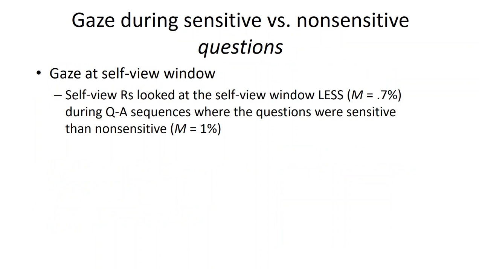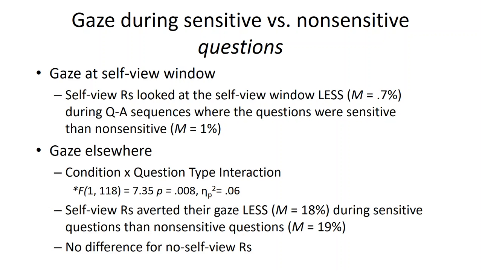Despite this variability, some very clear patterns emerged. Selfie respondents looked at the selfie window less during question-answer sequences where the questions were sensitive than non-sensitive. Selfie respondents averted their gaze less during sensitive questions than non-sensitive questions, but there was no difference for respondents without a self-view. So taken together, these findings suggest that during a sensitive question-answer sequence, self-view respondents look more at the interviewer, that is, they're averting their gaze less and look less at the self-view window.